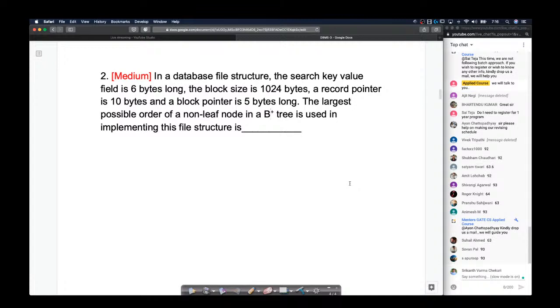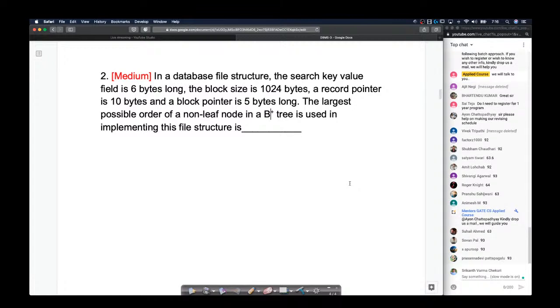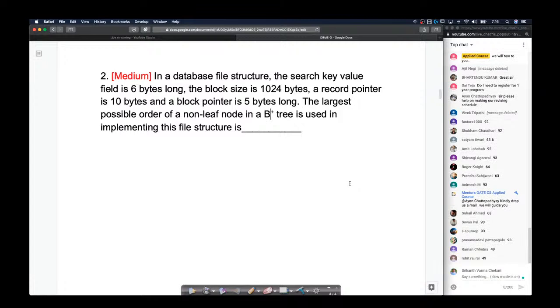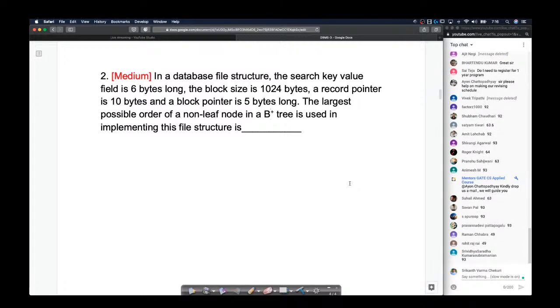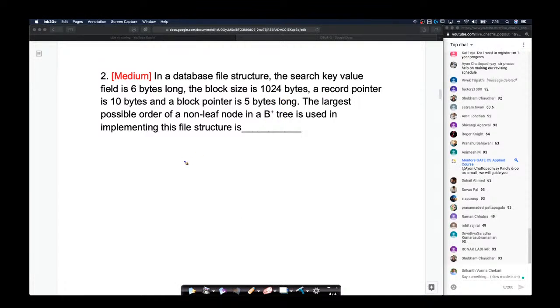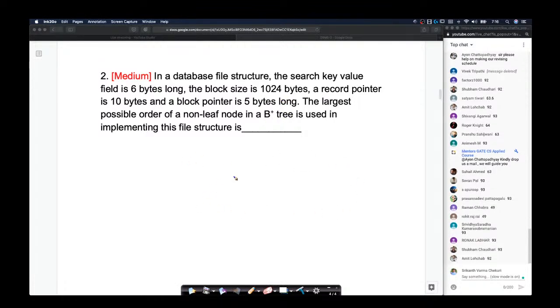Okay, some of you have started putting in the answers. I see 92, 63, 64, 93, 49. Okay, again a wide spectrum of answers. Okay, I think some of you got it right without doubt. Again, if you know the concept of B plus tree, if you can visualize a non-leaf node in a B plus tree, this is very straightforward, right?